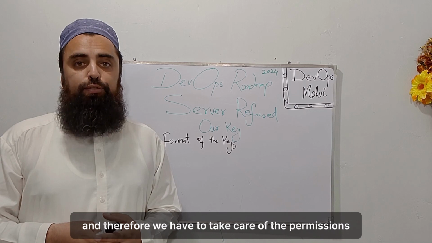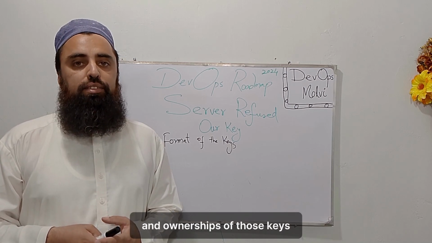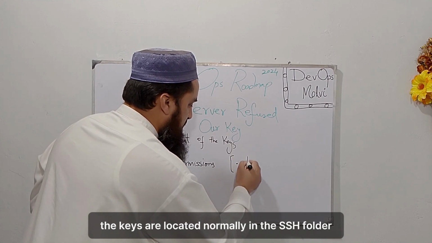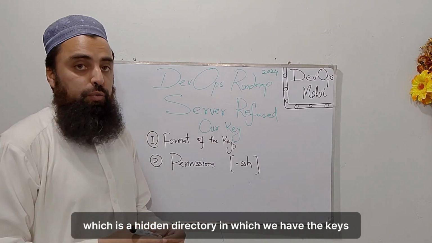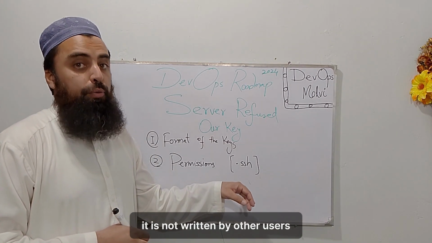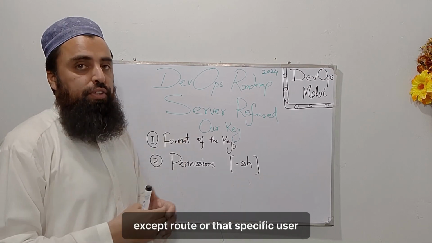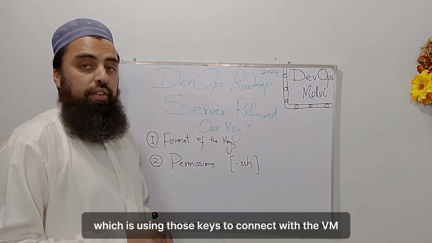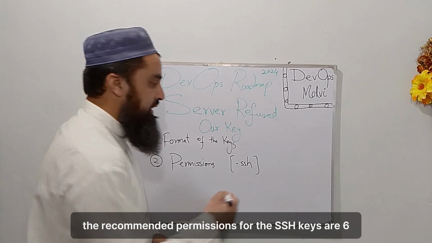And therefore, we have to take care of the permissions and ownerships of those keys. The keys are located normally in the .ssh folder, which is a hidden directory in which we have the keys. So we have to make sure that it is not writable by other users except root or that specific user which is using those keys to connect with the VM. The recommended permissions for the SSH keys are 600.